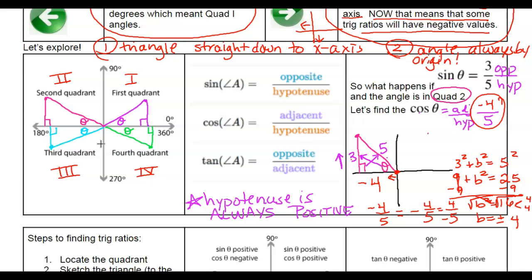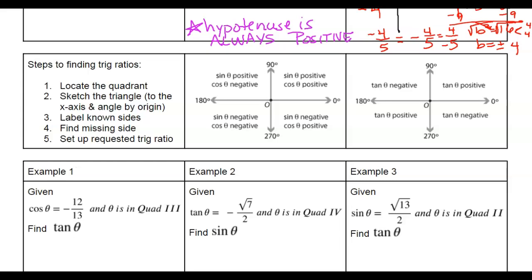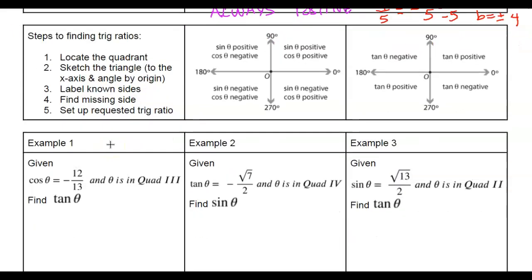Okay? All right, so for those students who like some steps, I wrote 5 of them out. Okay? If you don't like steps and you can just remember the process, then great. But first you're going to find the quadrant. You're going to sketch your triangle. Make sure you do it correctly. Label what you know. Find the missing side with the Pythagorean Theorem. And then set up the requested trig ratio.